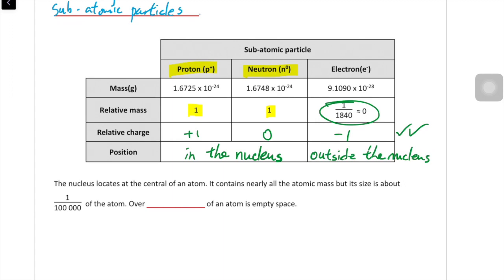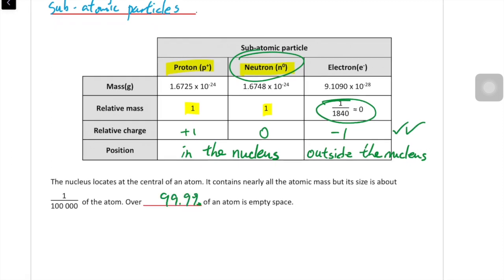But something you should remember is that some atoms do not contain neutrons. For example, most hydrogen atoms actually do not contain any neutron, so you should be careful of that. And as we have mentioned before, the nucleus is a very small object compared with an atom. So you can get the idea that most space in an atom is actually empty. Over 99.9% of an atom is actually empty space.